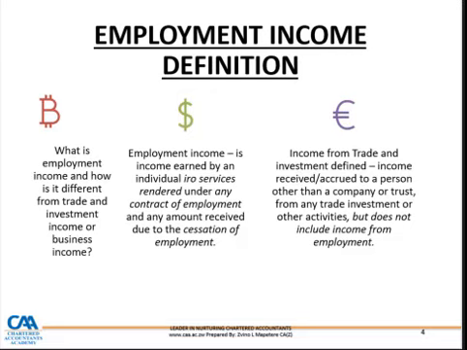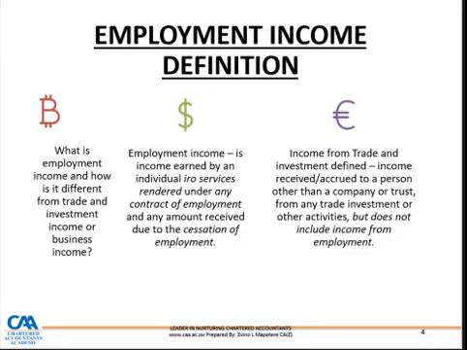For the definition of trade and investment income, we need to look at Section 2, which defines trade and investment income as income received or accrued to any person other than a company or trust from any trade, investment and other activities, but does not include income from employment. So for trade and investment, we've been specifically told that it excludes any income that is earned from employment.